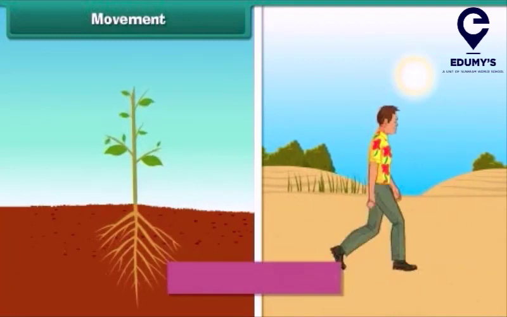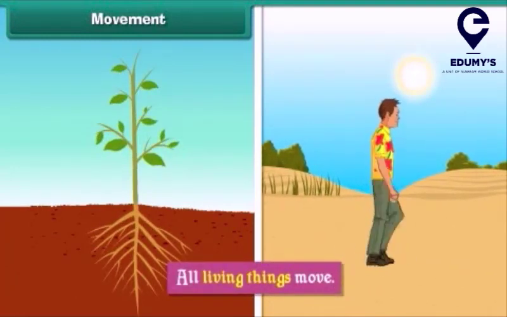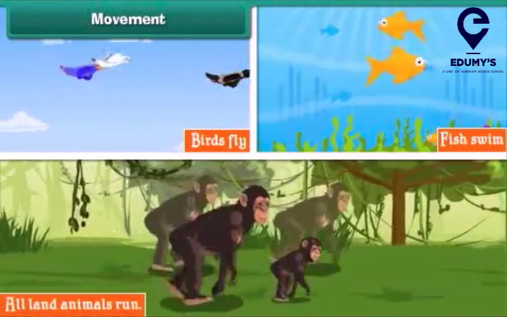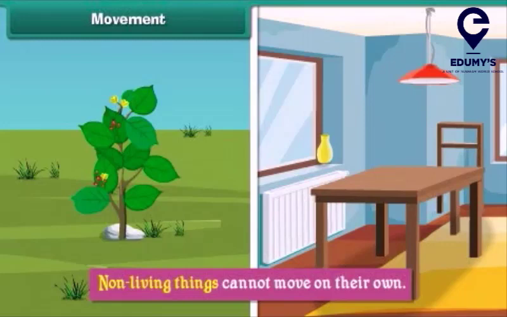Movement. All living things move. For example, birds fly, fish swim. All land animals run. However, non-living things cannot move on their own.